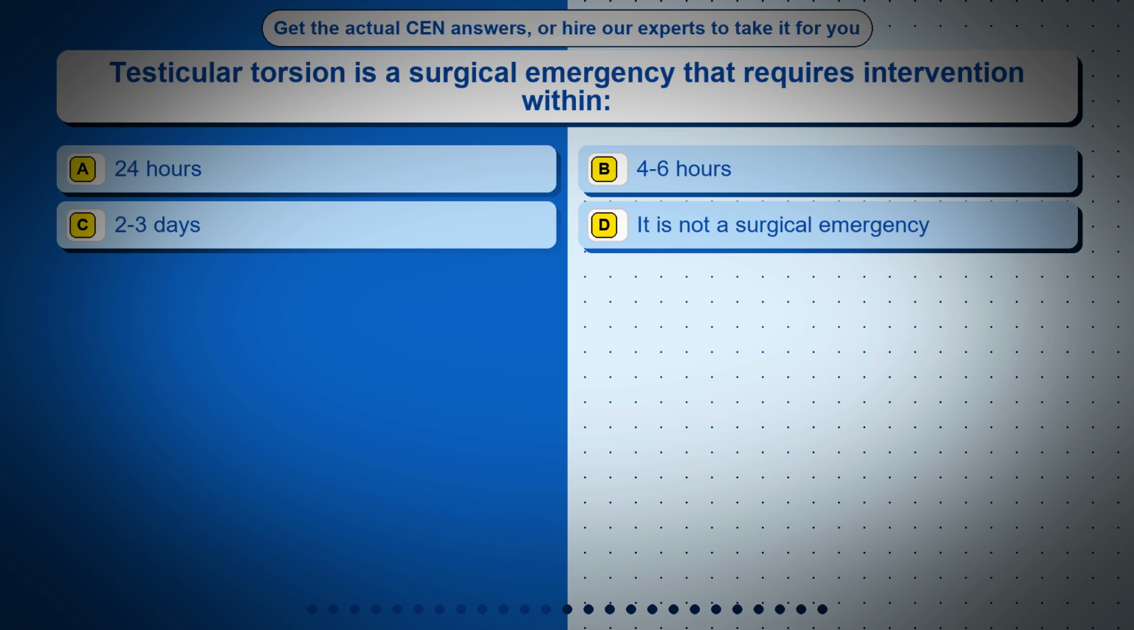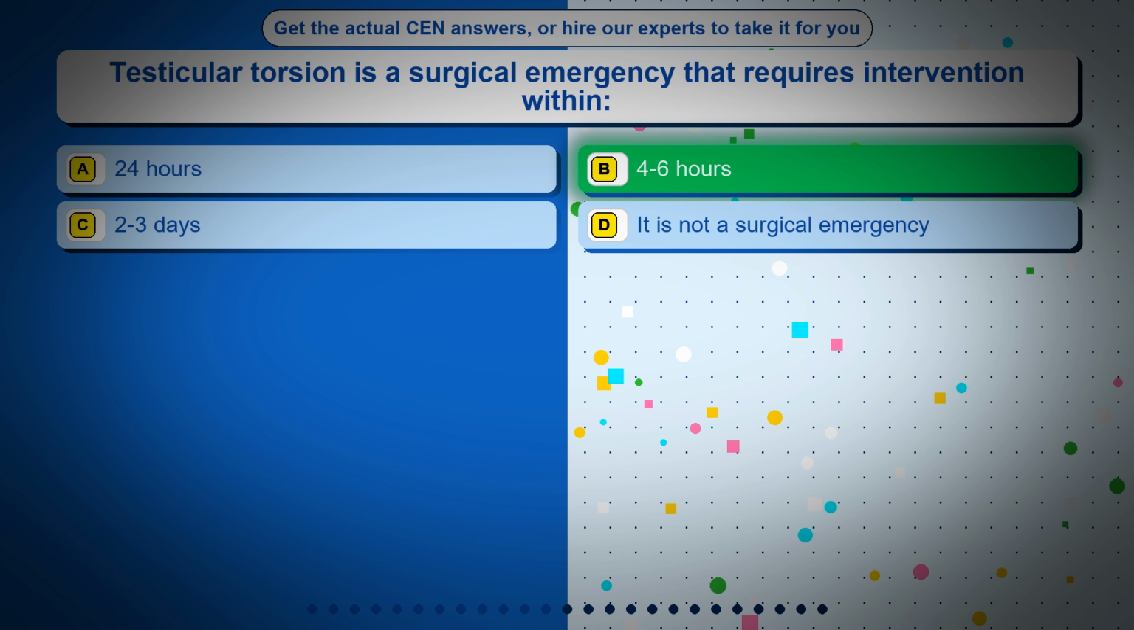Question 12. Testicular torsion is a surgical emergency that requires intervention within option A, 24 hours. Option B, 4 to 6 hours. Option C, 2 to 3 days. Option D, it is not a surgical emergency. The correct answer is option B, 4 to 6 hours.